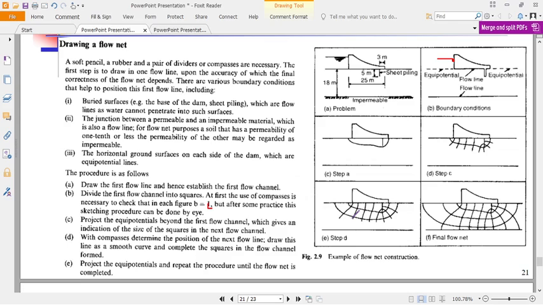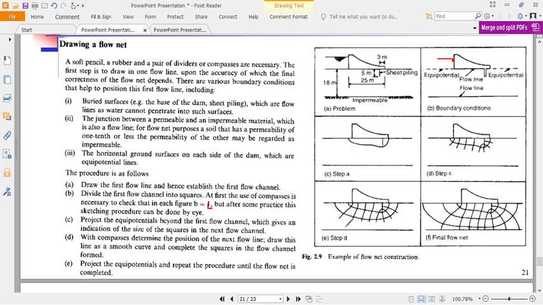Approximate means that it doesn't have to be exact. If you divide by this, the difference should be about 1.15. So this B divided by L should be at least 1.15, an approximate square. Is that okay? That's why it is an approximate. Then project the equipotential lines and repeat the procedure until the flow net is complete. So it is an approximate method to draw a flow net.